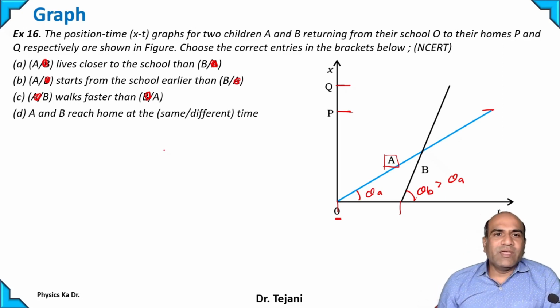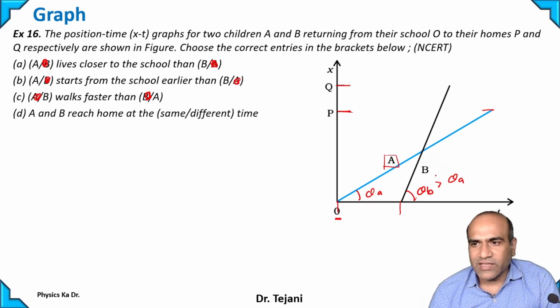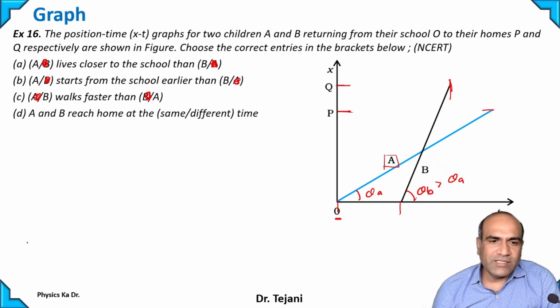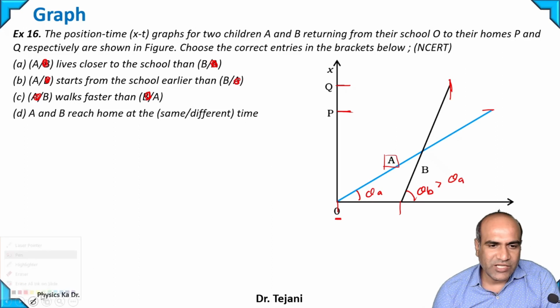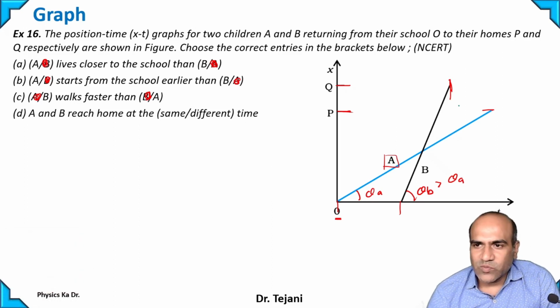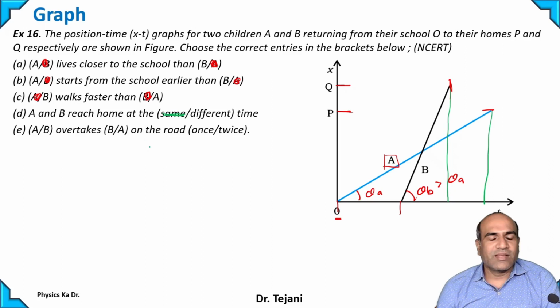Then A and B reach home at the same or different time? If you just compare the time, B reaches at this position. Let's change to green color. So B reaches earlier compared to A. So there should be a different time.